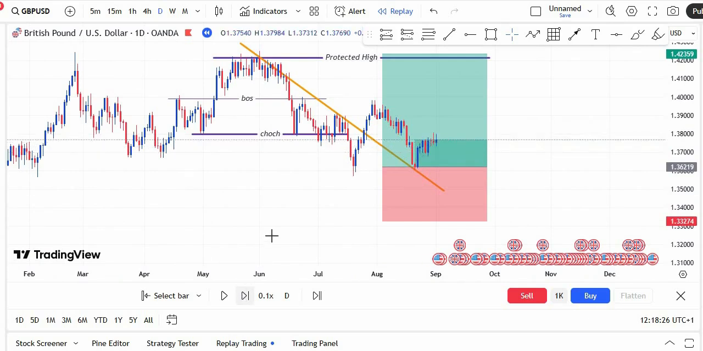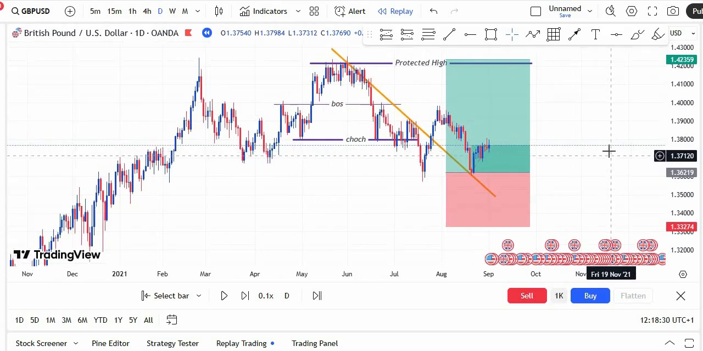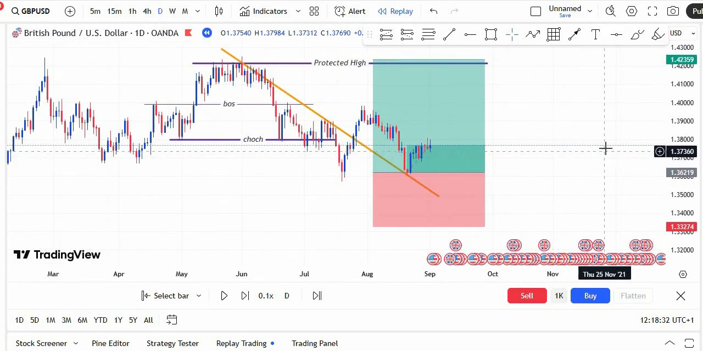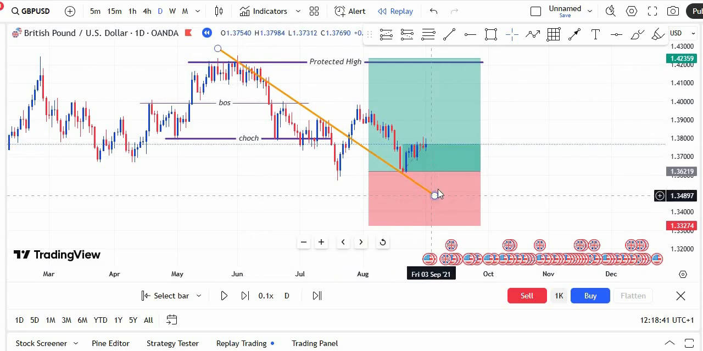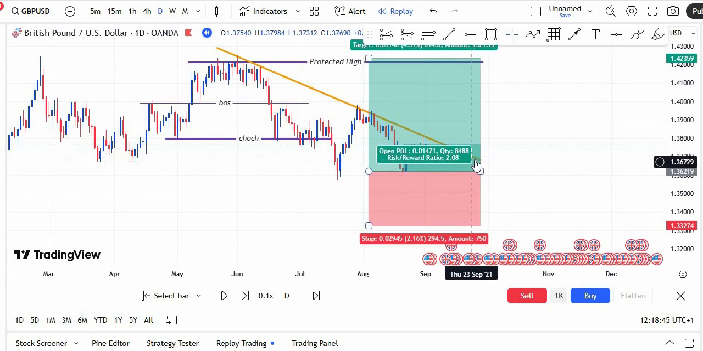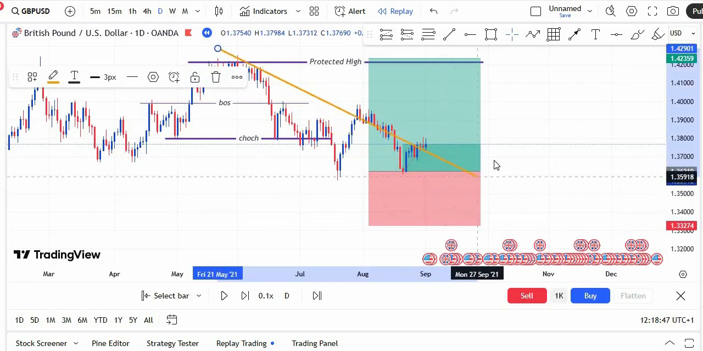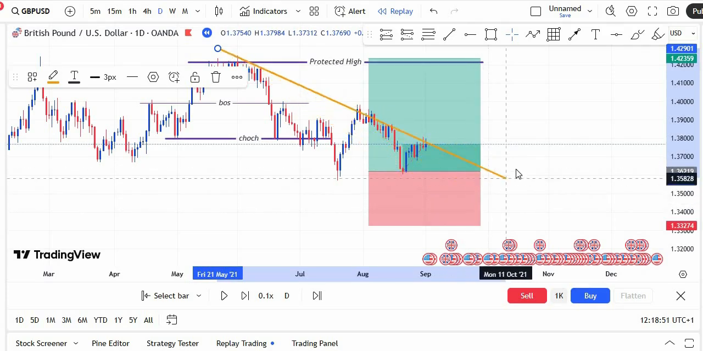So let's play it again. But for us who understand market structure, we know that what the market just did right here is a correctional move. So now the correctional move means the trend line won't be here. The trend line will not be here. Moving from here to here is a correction. This is what we call a correctional move.